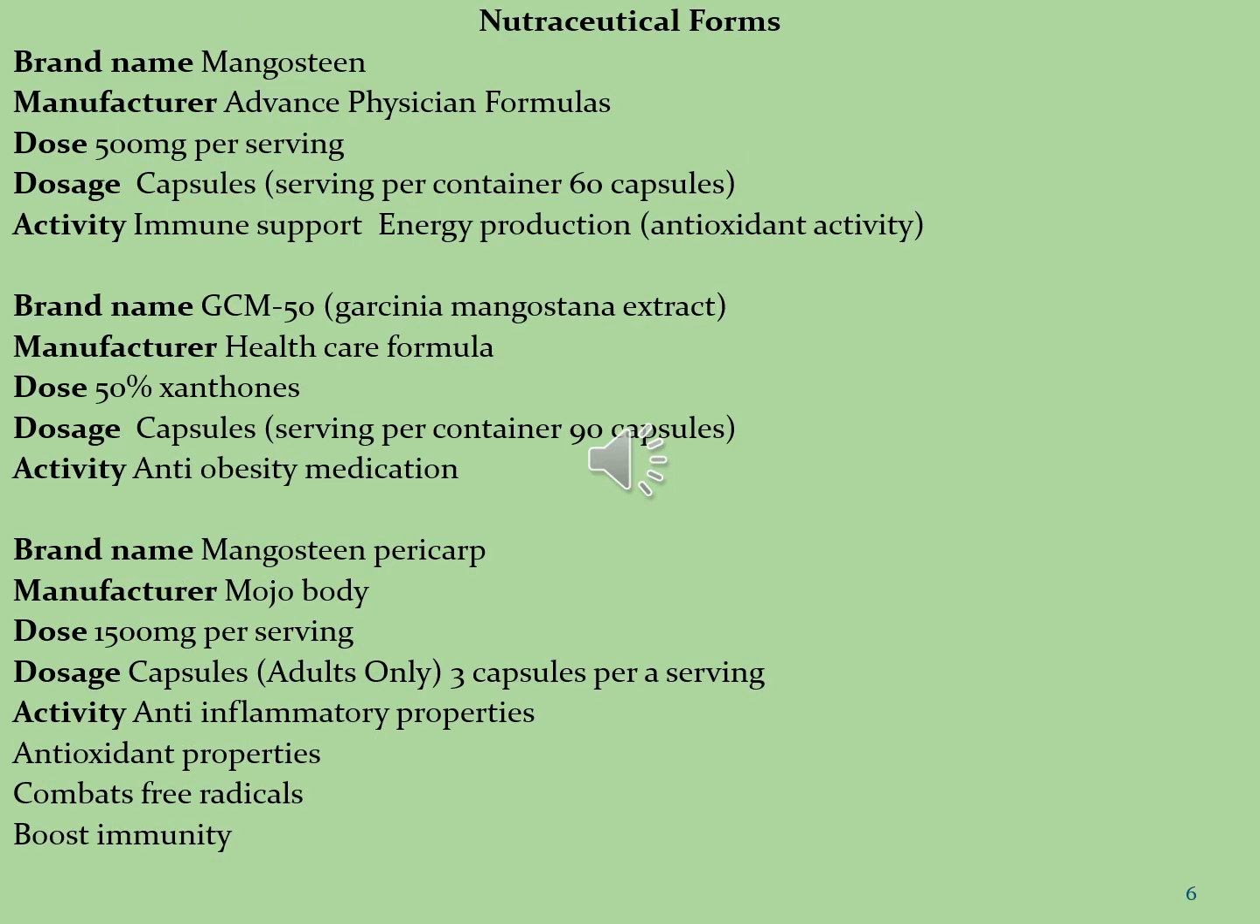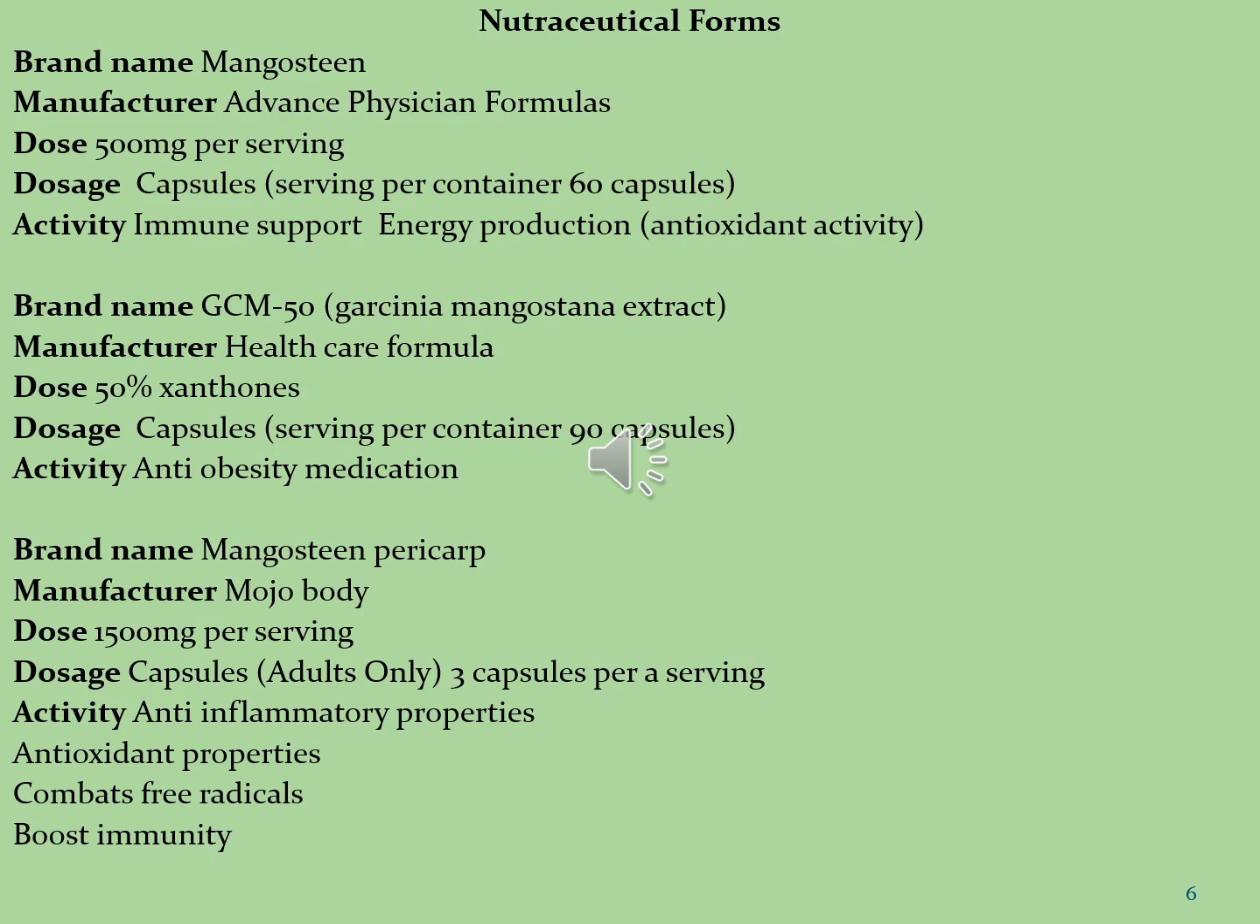Now we discuss some important pharmaceutical brands in which phytoconstituents that fall in the category of xanthones have been formulated and evaluated in different dosage forms. So let's see the first brand. The name of that brand is Mangosteen. It is manufactured by Advanced Physician Formulas and we take its dose 500 mg per day. This brand is formulated in capsule dosage form, serving 60 capsules per container. This brand is used as an immune system enhancer, for energy production, as well as for antioxidant activity.